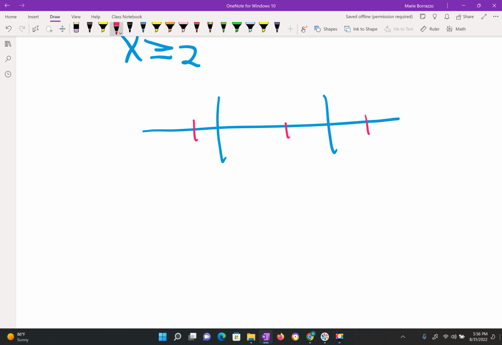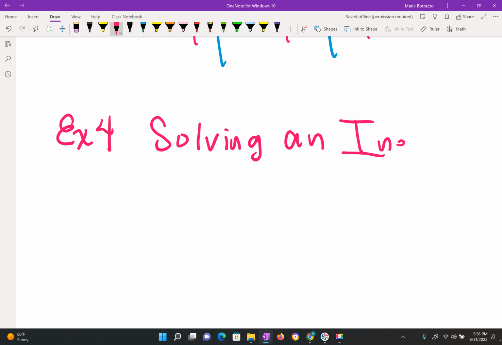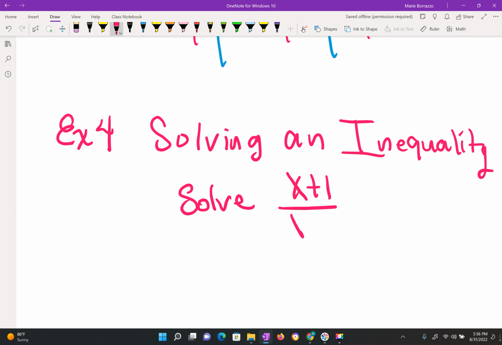So in example 4, we have solving an inequality. Solve (x plus 1) over (x minus 2) greater than 0. That's all I'm asking you to solve.